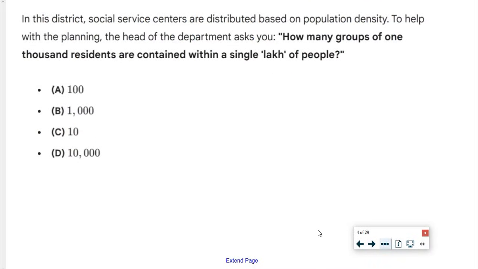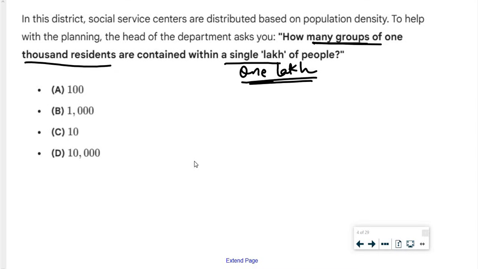In this district, social service centers are distributed based on population density. To help with the planning, the head of the department asks you how many groups of 1,000 residents are contained within a single lakh. A single lakh means 1 lakh. So the question here is asking how many groups of 1,000 are contained in 1 lakh.